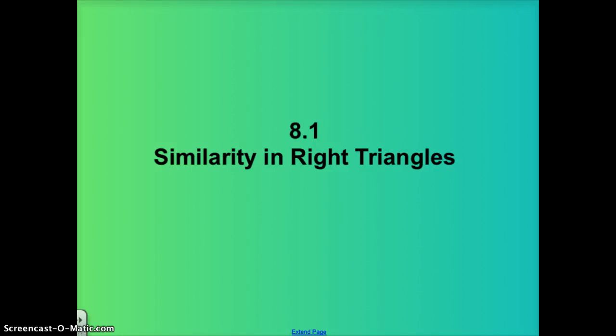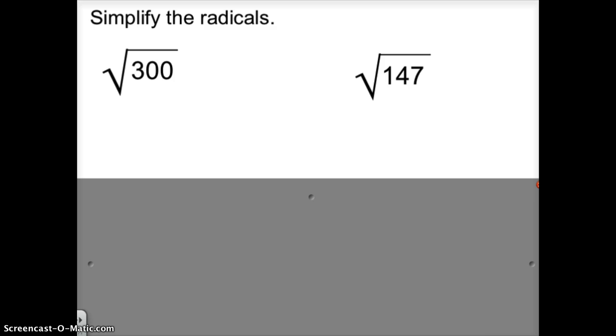In 8.1, we talk about similarity in right triangles. And the first thing we need to start thinking about when we're talking about similarity is how to simplify radicals. In algebra, we simplified radicals. So take a second and refresh yourself, answer the two simplified radicals now.